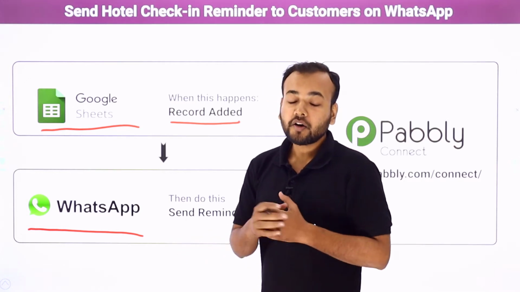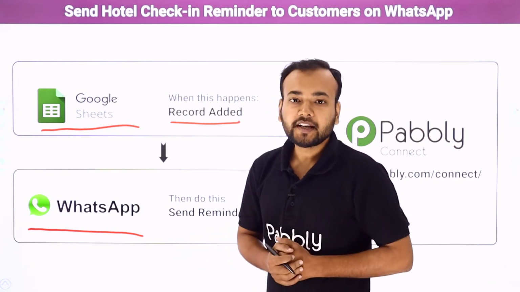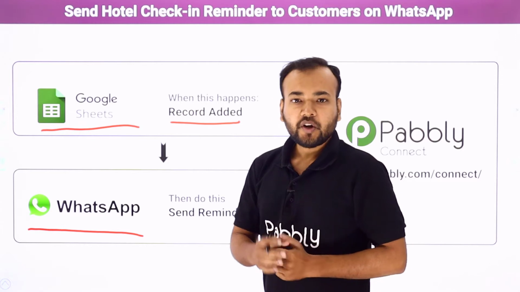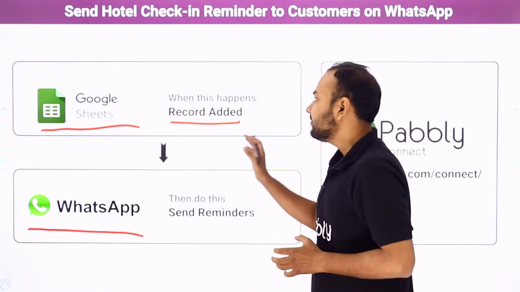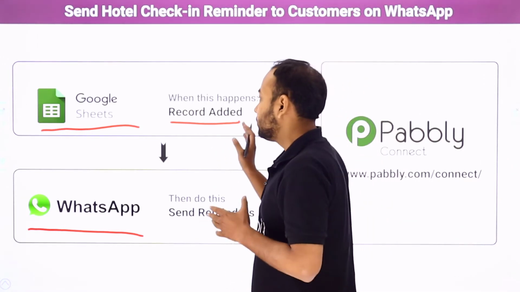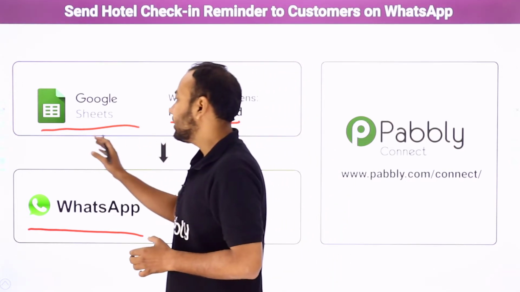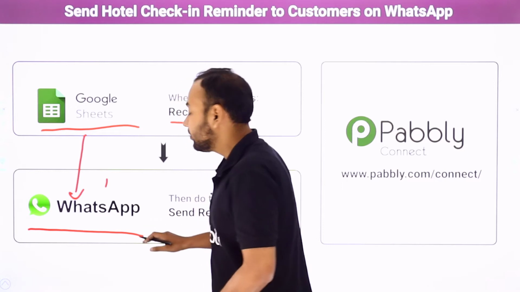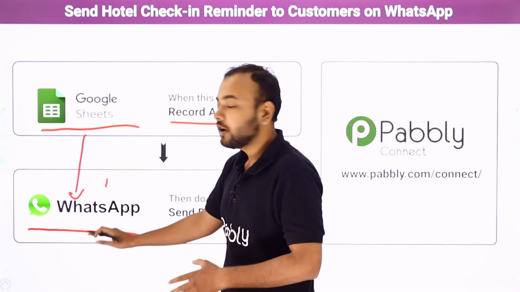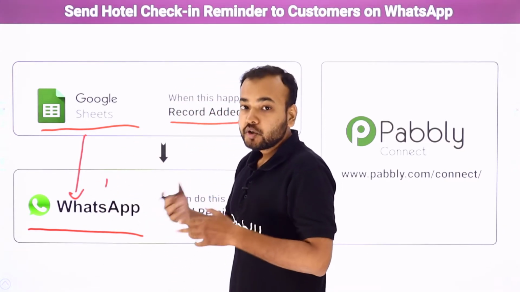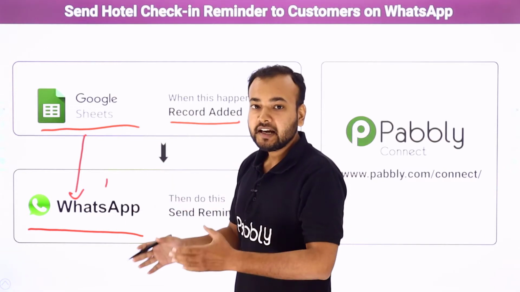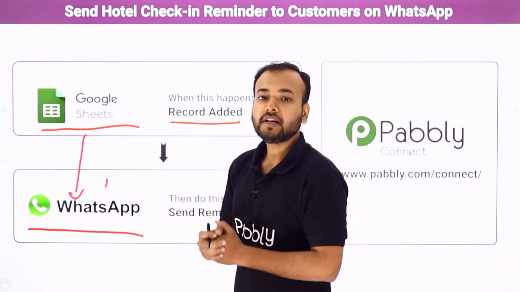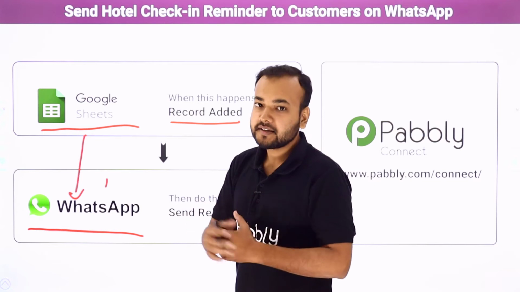But if you are receiving hundreds of bookings on a daily basis in your hotel, this manual process can consume a lot of your time and can be very problematic. So we have a better way for you. What if I tell you that as and when you add the record of the customer in the spreadsheet, a WhatsApp message gets automatically delivered to the WhatsApp account of the person who has booked the room in your hotel, 2 days before the actual check-in date, reminding him or her that they have to check in at this date and at this time.